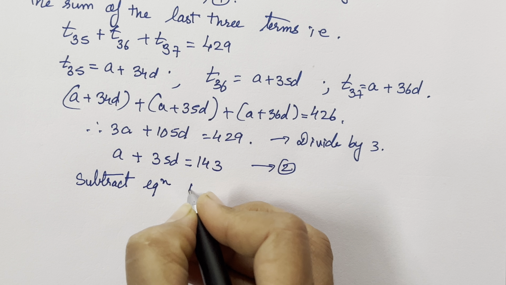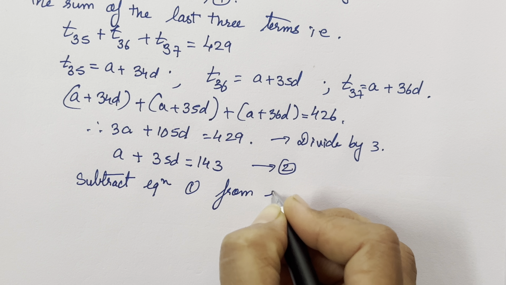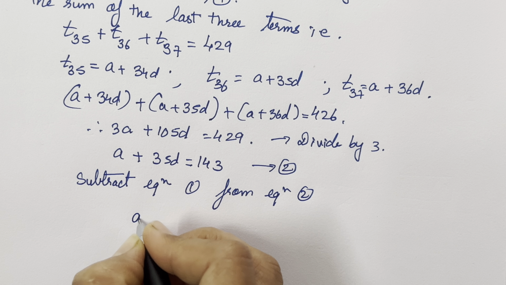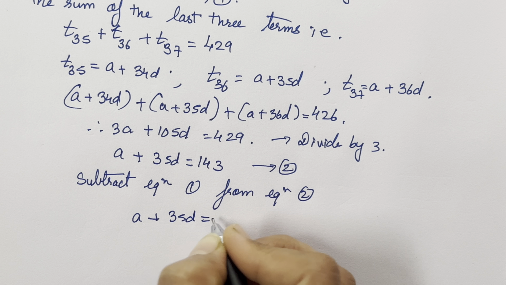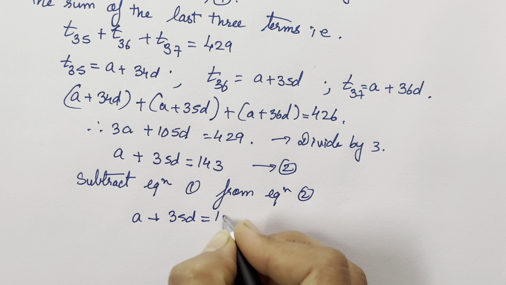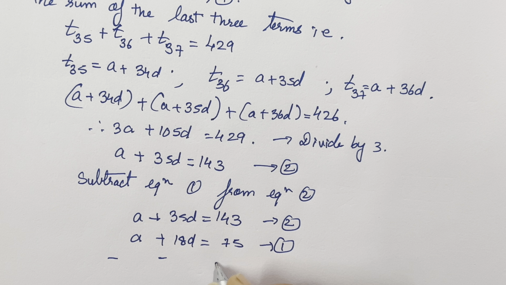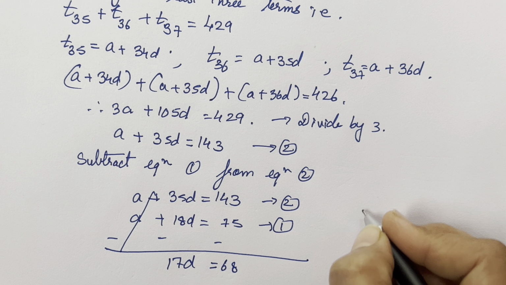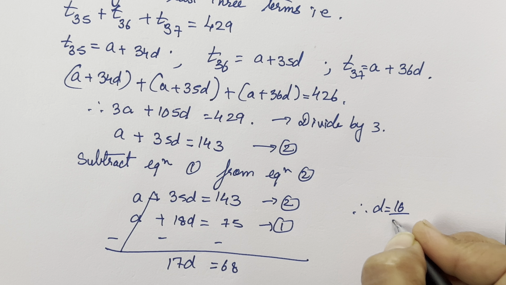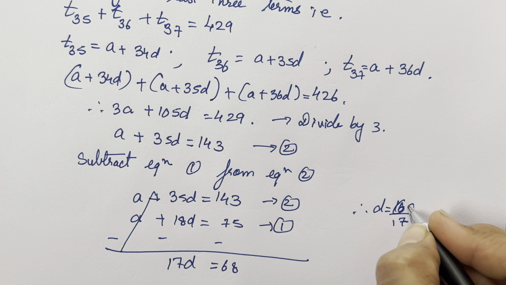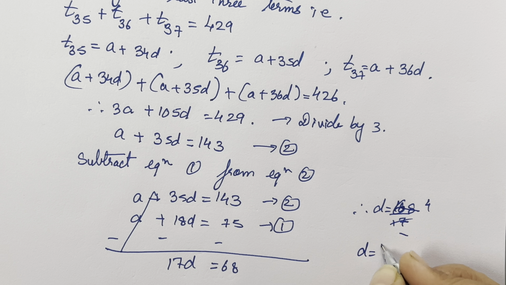Subtract equation 1 from equation 2. So A plus 35D is going to be 143. This is the second term. A plus 18D is going to be 75. This is the first term, subtraction. So we will subtract it. This will get reduced. 17D is going to be 68. Therefore, D is going to be 68 upon 17. 17 fours are 68. So D is supposed to be 4.